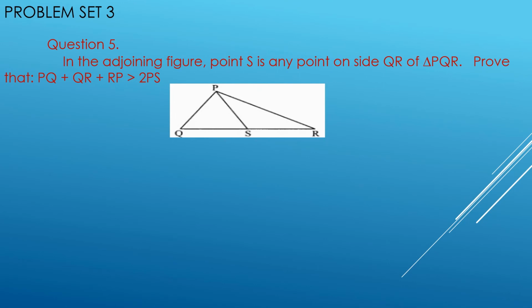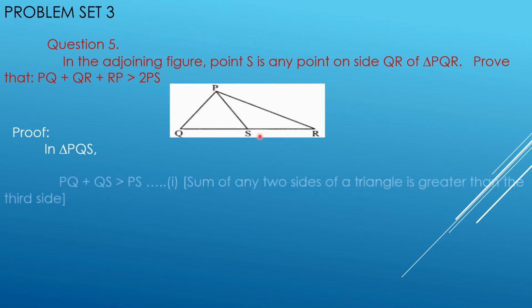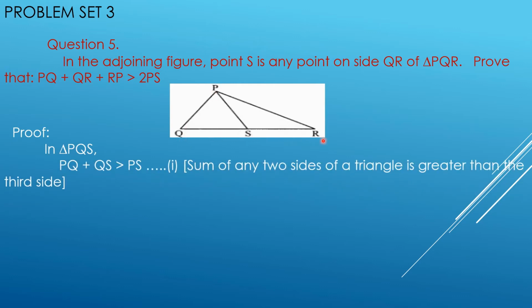Question number 5. In the adjoining figure, the point S is any point on side QR of triangle PQR. Prove that PQ plus QR plus RP greater than 2PS. Proof. First I am taking the triangle PQS. You have already studied, sum of any two sides of a triangle is greater than the third side. Therefore, PQ plus QS is greater than PS. That is equation number 1.